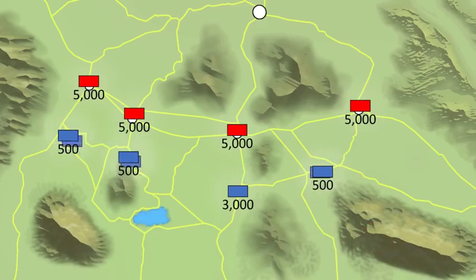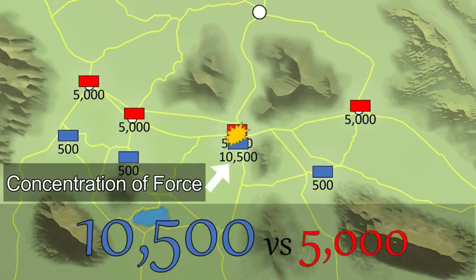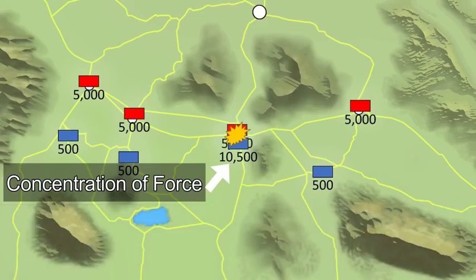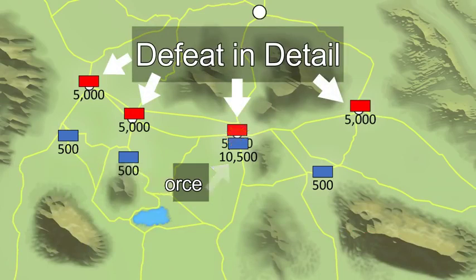However, Napoleon would do something clever. On the eve of battle, he would concentrate his forces, perhaps leaving only small detachments to cover the front. And then he would choose to attack only one point, preferably the weakest, and crush them there. Thus, at the actual point of contact with the enemy, it is you who outnumbers them. This is the concentration of force. And because the enemy units were so spread out and far apart from each other, they put themselves in a position to be defeated in detail.